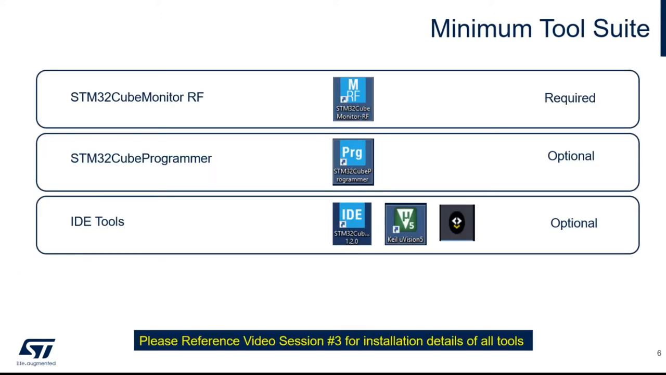For this session, we require only the use of the CubeMonitorRF. The STM32Cube programmer will be used to load the transparent mode hex files as provided for each of the Nucleo and USB boards. It is assumed that this is pre-installed prior to this presentation. If you have not already done so, please take a few minutes to install the hex files onto each of the Nucleo and USB boards.